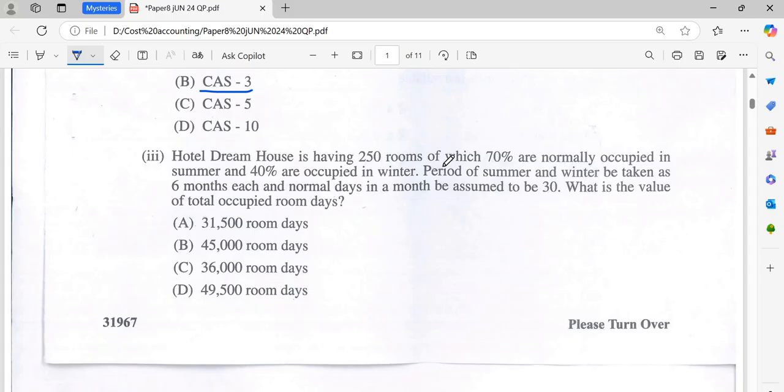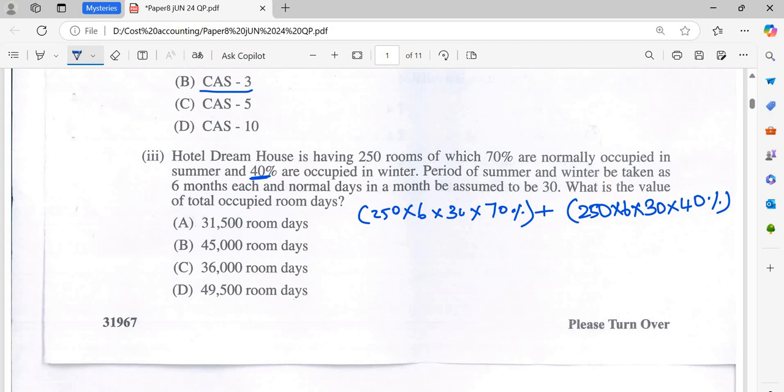So first we need to segregate summer and winter. So in summer we have 6 months and each month is having 30 days. So 250 rooms totally, into 6 months into 30 days. Here occupancy for summer it is 70%. So 70% I am taking, plus during winter again 250 rooms into 6 months into 30 days, and the occupancy rate is 40%, so into 40%.